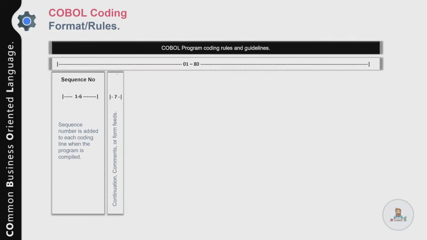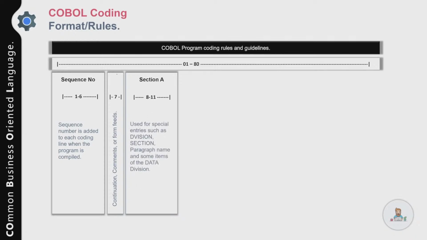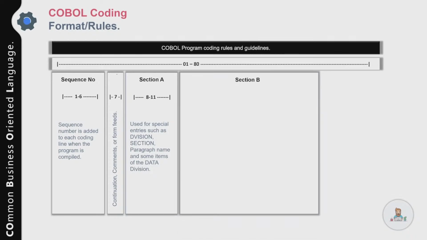Position number 7, or column number 7, is generally used for comments, continuation, or form feeds. Positions 8 to 11 are termed Section A, and are generally used for special entries such as division, sections, paragraph names, and some items of the data division.